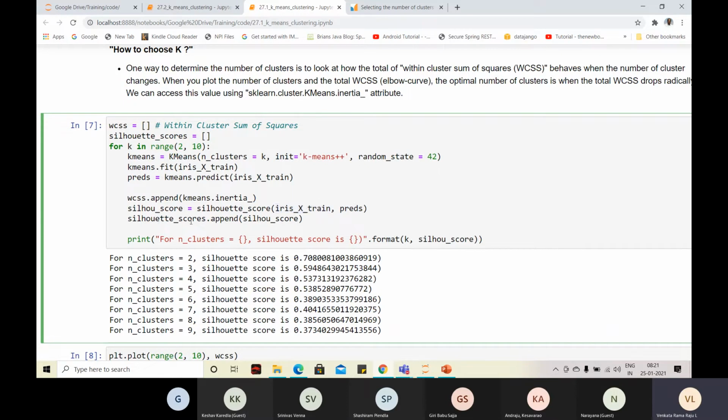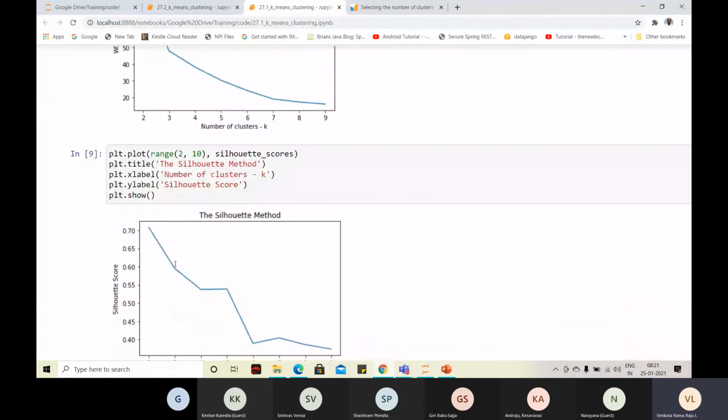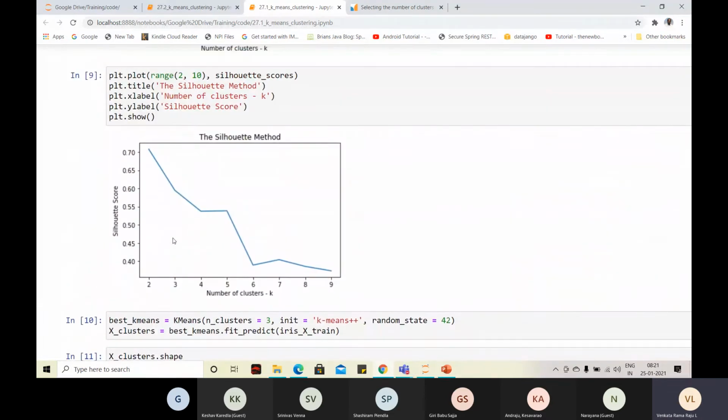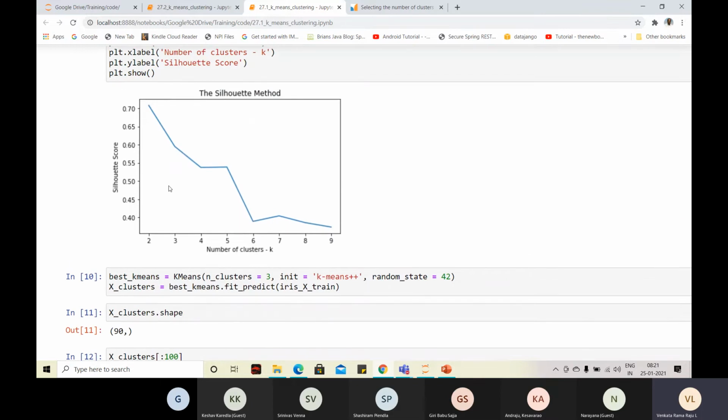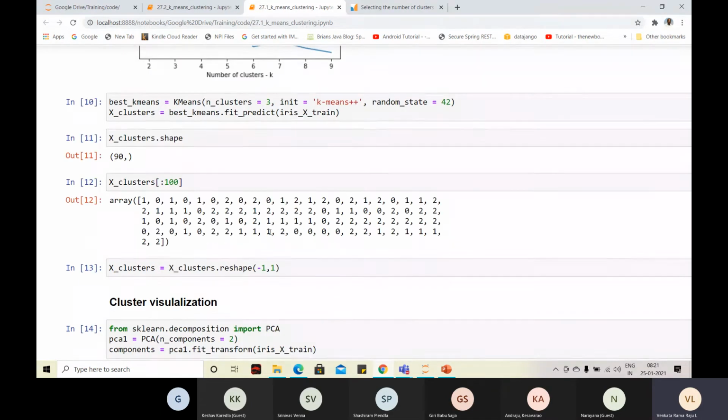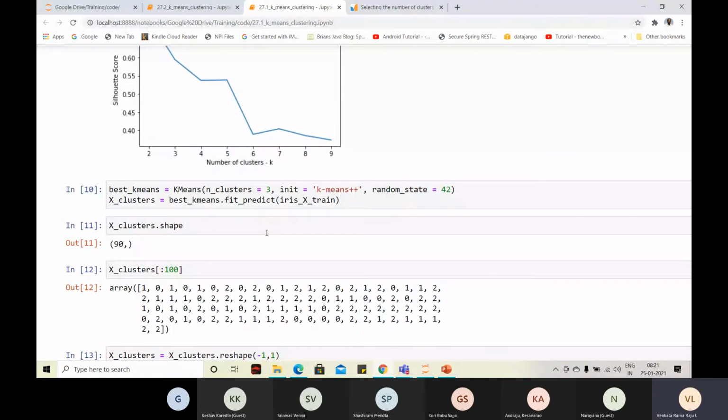Now I appended the Silhouette scores also, and now I am doing a plot here. See this, right? On the number of clusters, cluster size 2, 3, 4, 5. Nine iterations we did, and the Silhouette score is actually lower when it is 6. But at 3, we can actually do 6 also. I did 3. I don't know why. Maybe I did 3 and tried to do something and it did not work.